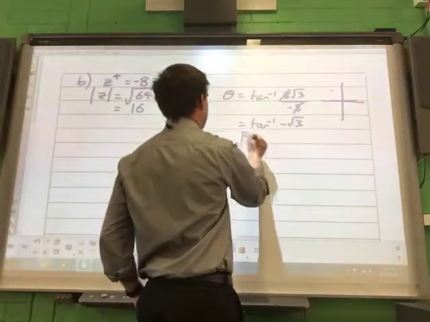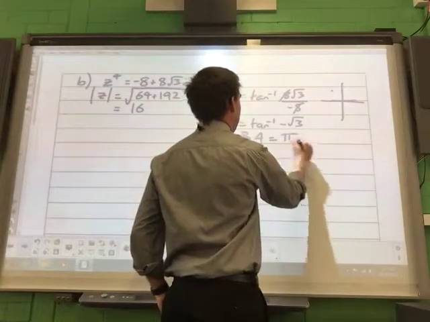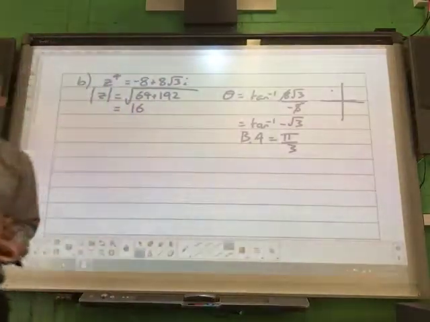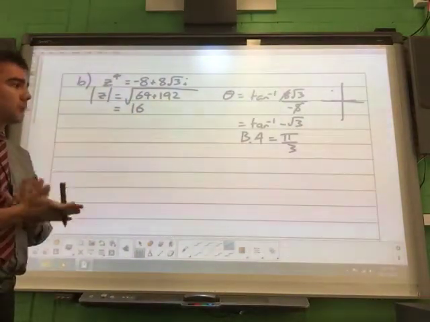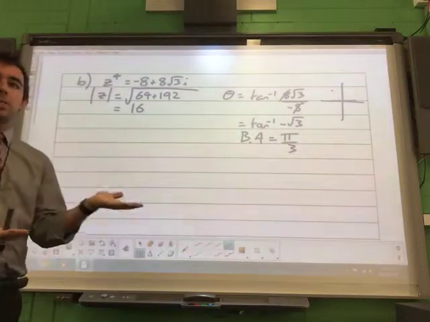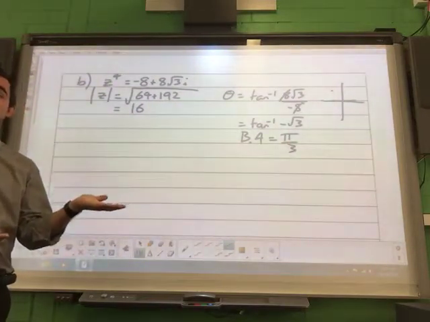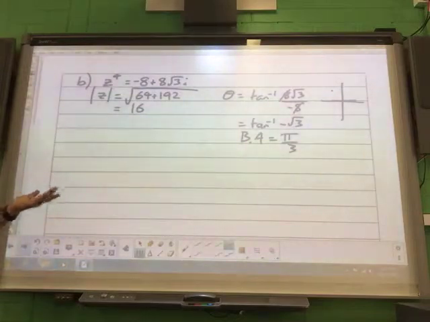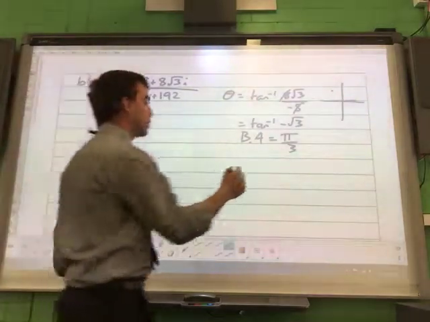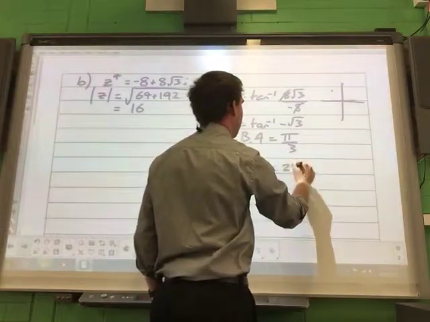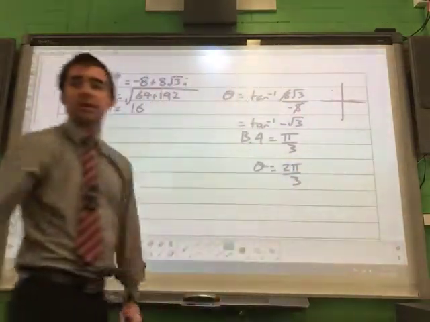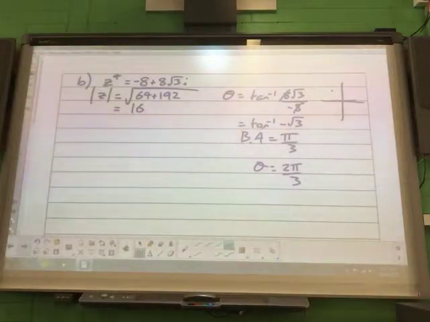So the basic angle in degree measure is 60 degrees. So in radian measure it is pi on 3, and we represent an angle in the second quadrant by 180 take away the basic angle. So theta is going to be pi, for 180, take away pi on 3, which is 2 pi on 3. So we've seen this one before today as well.